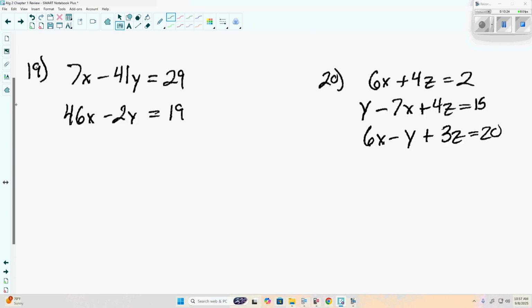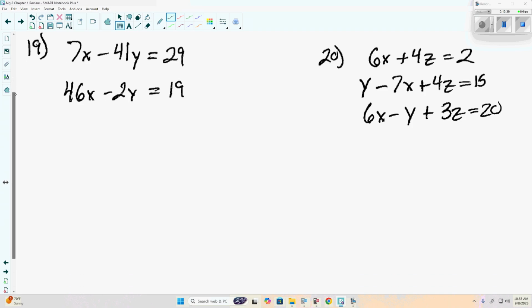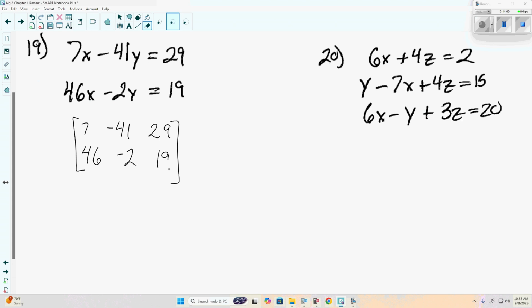19 through 24, write the augmented matrix and state the dimensions. The variables have to be in order X, Y, Z, just like what we did on the last one. So if we look at number 19, are the variables in the correct order? Top one, X, Y number, bottom one, X, Y number. So our matrix going across the top would be 7 for X, -41 for Y, 29. Our second equation would be 46, -2, 19.